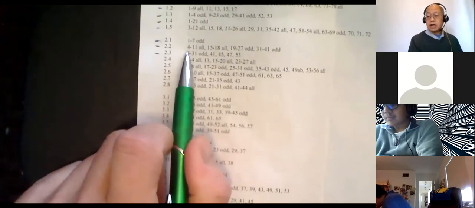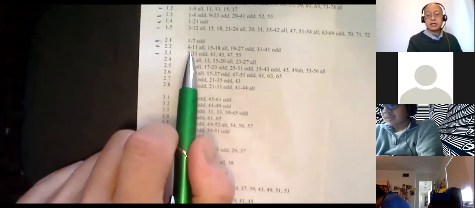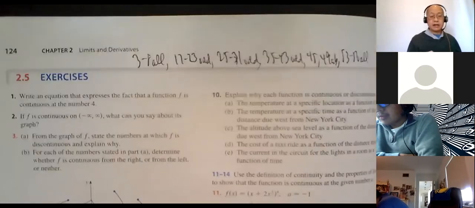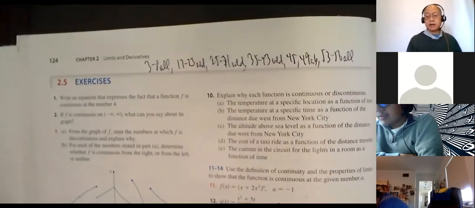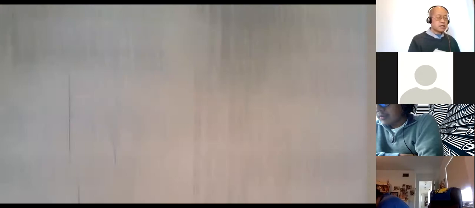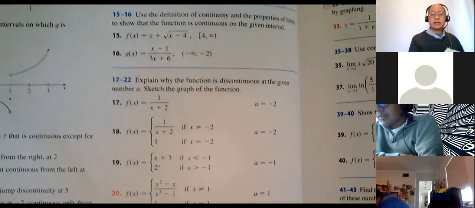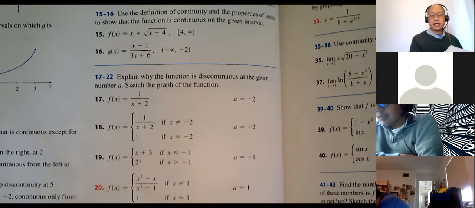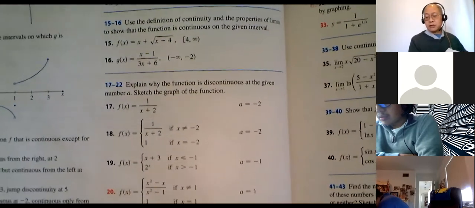All right, so I've sort of given you stuff you need for 3 through 8. Sorry, I meant 3 through 8. Okay, 17 and 23. Explain why the function is discontinuous at the given number A. Sketch the graph of the function.